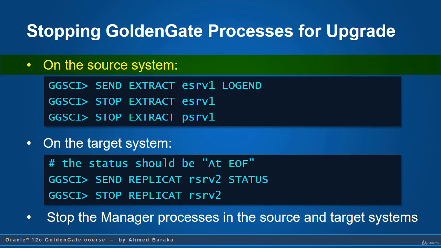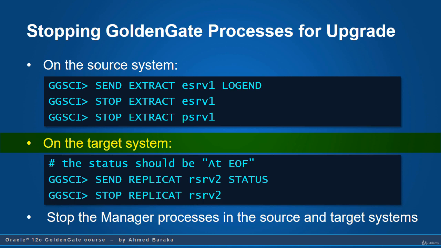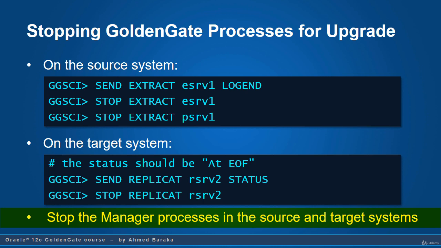First, on the source system side, you send the log-end command to the extract process. Then you stop the extract and the extract pump processes. Then, on the target system, keep checking the status of the replicate process until it reports that it reached the status at EOF, which means it finished processing all the received data in the trail files. When the process reaches that status, stop the replicate process. Then stop the manager processes in the source and in the target systems.